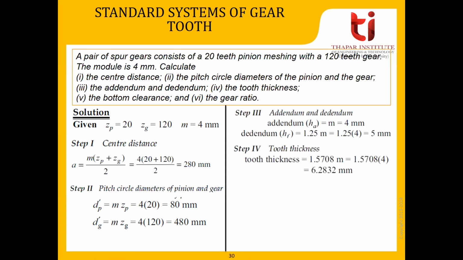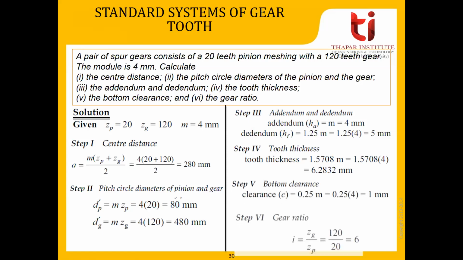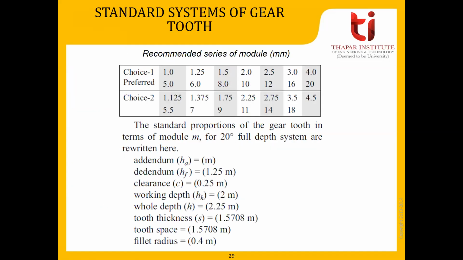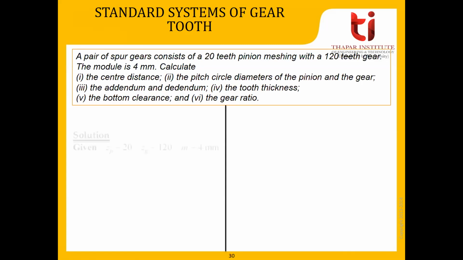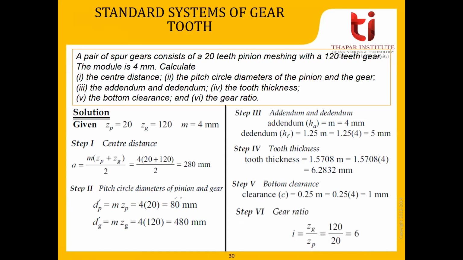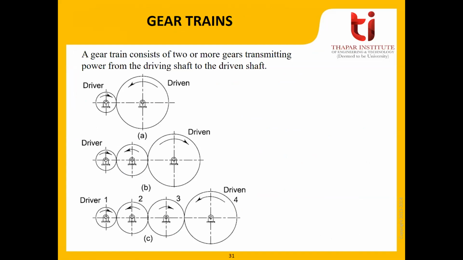Next, the addendum and dedendum for both of the gears. The addendum ha equals 1 times the module. You can refer to these tables, and accordingly you can decide the tooth thickness, addendum, dedendum, and bottom clearance. The gear ratio is the ratio of the number of teeth of the gear to the pinion, which is 6.